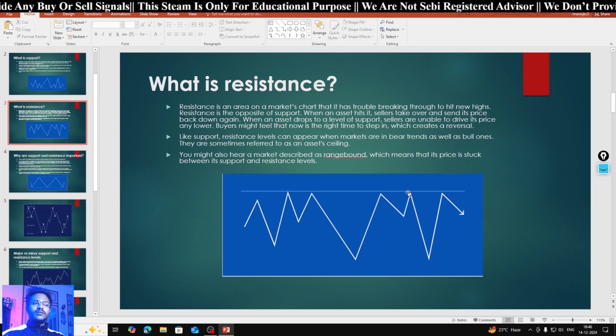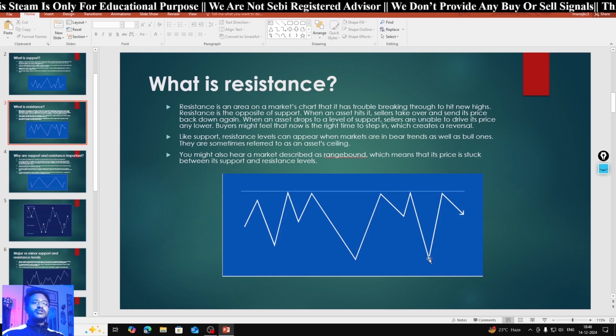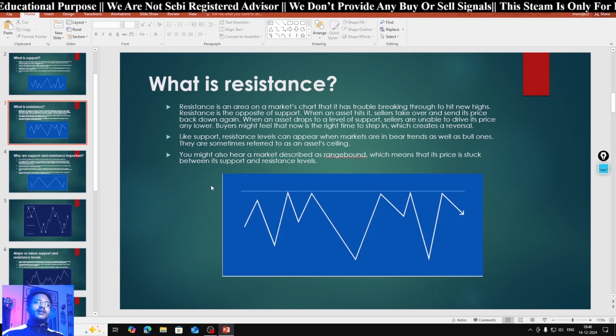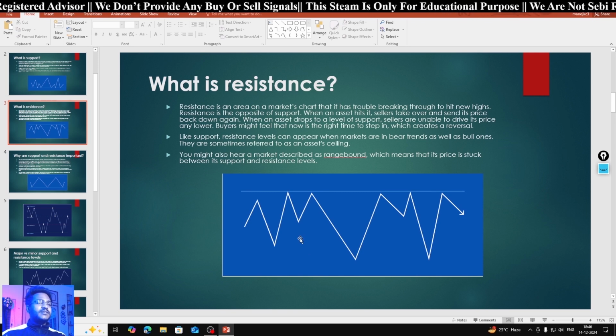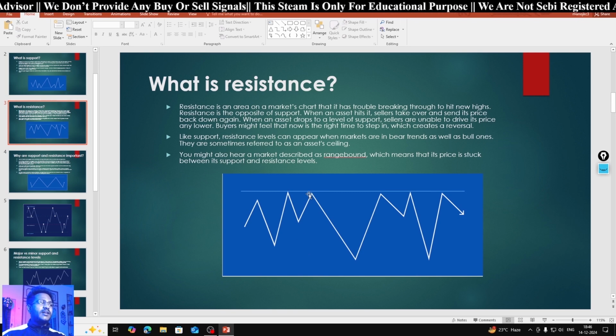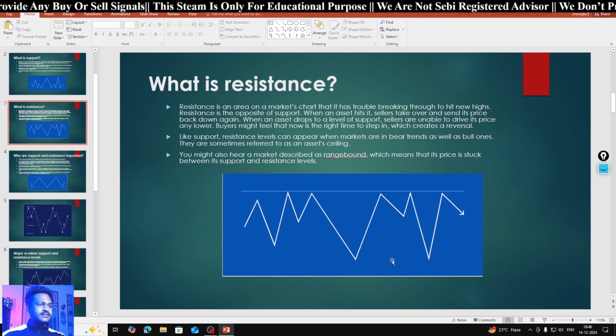Again, they reach out here, but sellers were stronger. They again tried accumulating and tried to push the market with greater force. So this is how the market particularly works. It is actually a fight between buyers and sellers. The person with greater strength tries to win in the market. This is how major support and major resistance work.